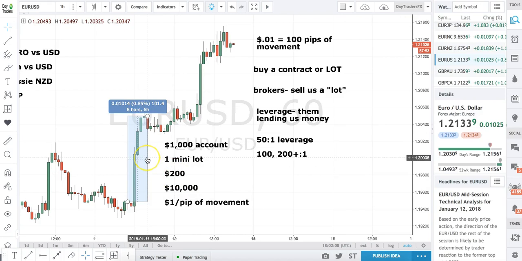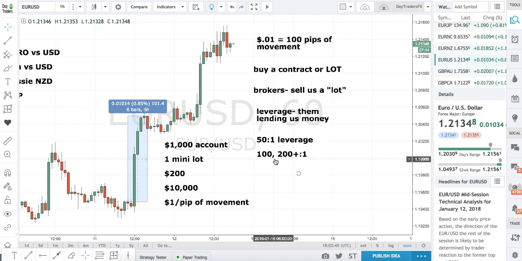So I hope that makes sense. This is essentially how we're going to get in there and trade. A pip is, once again, 1/100th of a penny. So a 1 penny change is 100 pips. And 1/100th of a penny is 1 pip. We're using contracts and lots. We are using brokers to get us in and out of the market. They give us leverage so that we can control larger amounts of money with less money. Current leverage for the US, 50 to 1. Outside of the US, 100 or 200 to 1.